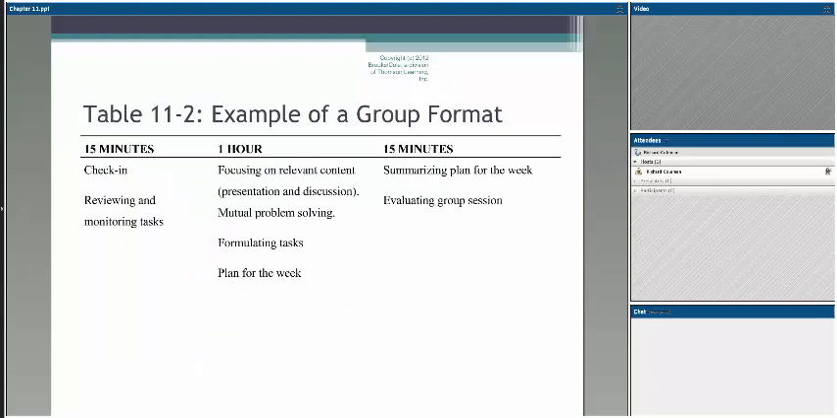And this is just an example of what a particular group format may look like. You may start out with a check-in and having people, depending on the numbers, kind of talk about where they're coming from on this particular day or what's happening for them, reviewing the tasks and so forth, and spend the bulk of the time then actually focusing on what those tasks are, mutual problem solving, and then closing in 15 minutes. So that could be an example of what a 90-minute group might look like depending on what subject matter you're actually trying to cover.